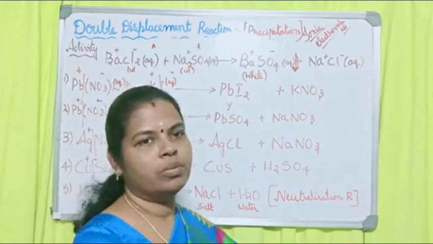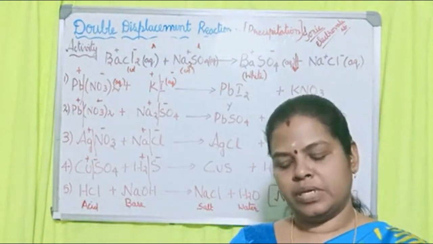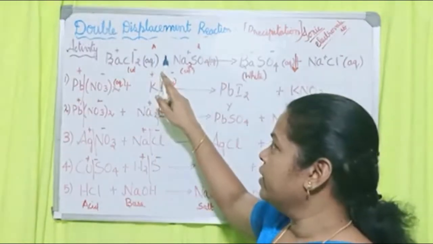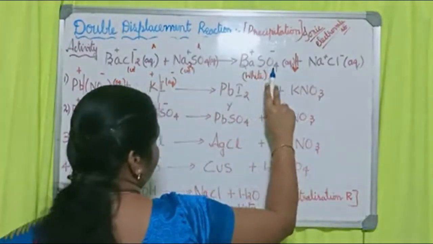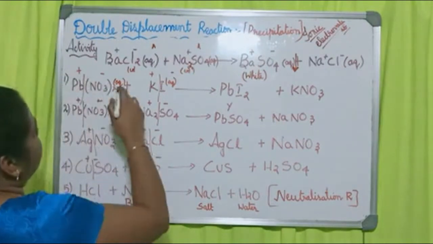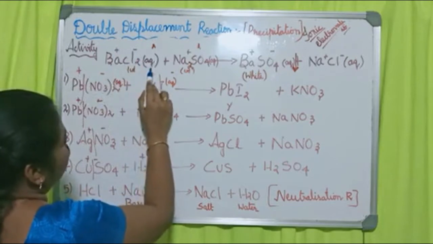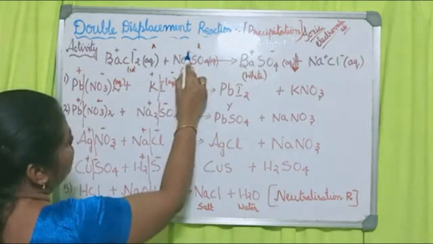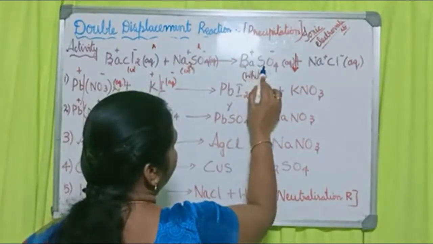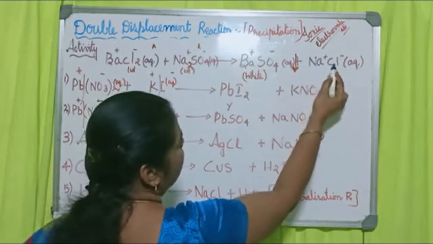Now we will come back to double displacement reaction equation. How to explain double displacement reaction with the help of an activity. This we have already studied. Barium chloride plus sodium sulfate gives barium sulfate plus sodium chloride. While writing, I have written Ba2+ plus Cl minus in aqueous form. Sodium sulfate also, sodium positive, sulfate negative, also in aqueous form. It gives barium sulfate, Ba and SO4, cation and anion, and Na plus Cl minus.